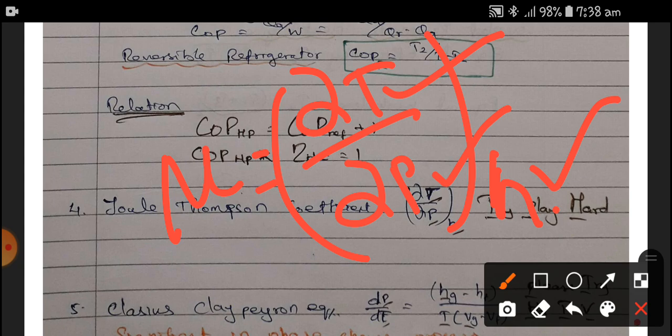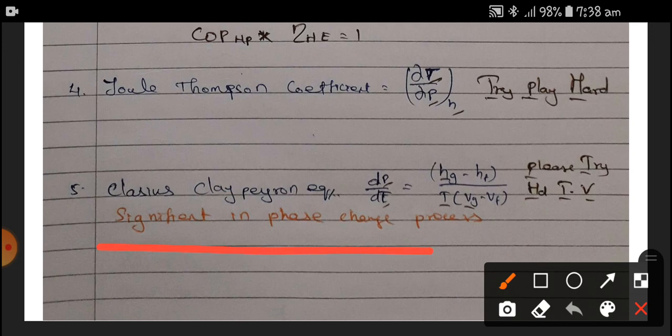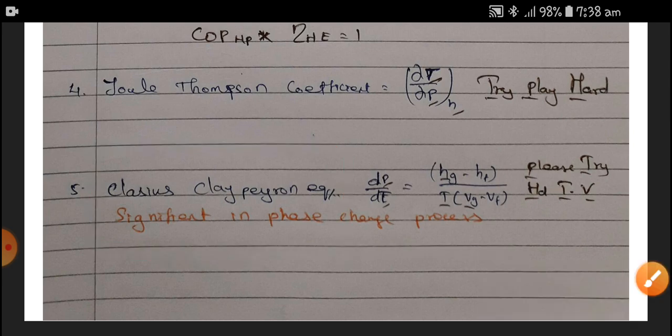And similarly the Clausius-Clapeyron equation. The Clausius-Clapeyron equation is significant in phase change processes. We know that in the phase change process the device used is either an evaporator or a condenser. For these we can use the Clausius-Clapeyron equation, where we discuss only the latent heat. So this information you have to notice.